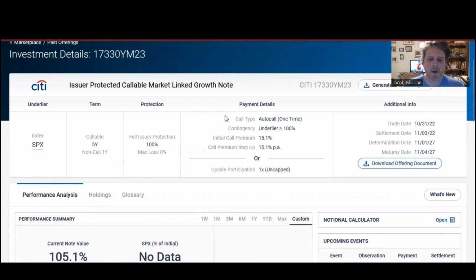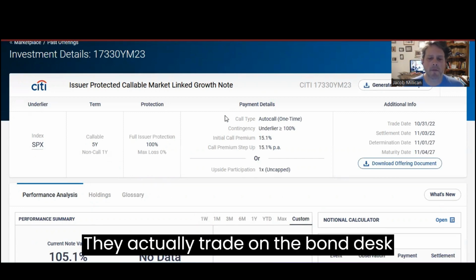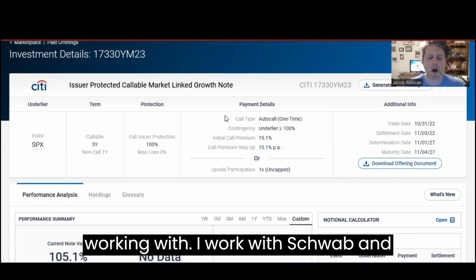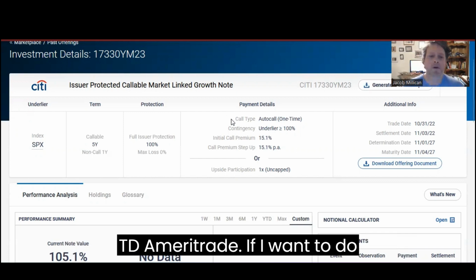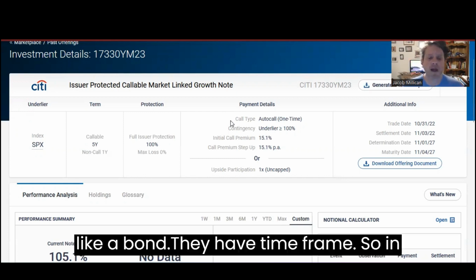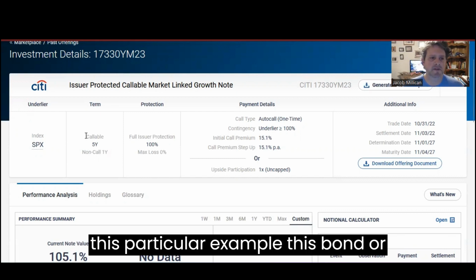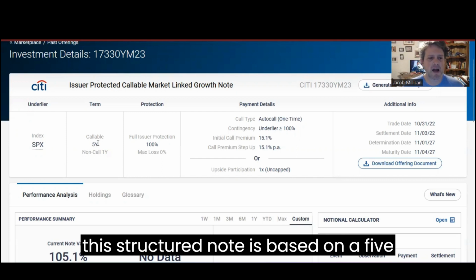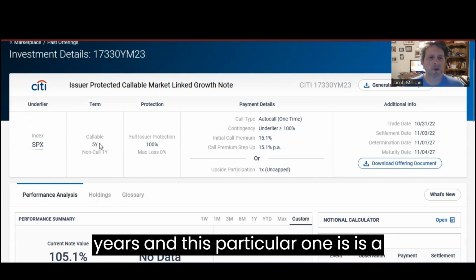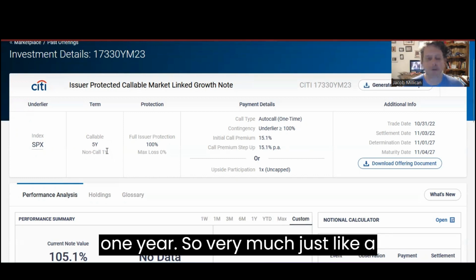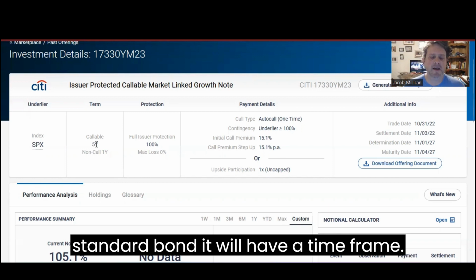So a structured note trades a lot like a bond. They actually trade on the bond desk, whatever custodian you're working with. I work with Schwab and TD Ameritrade. If I want to do structured notes, they trade through their fixed income desk. Just like a bond, they have time frames. So in this particular example, this structured note is based on 5 years. And this particular one is a callable bond, but it's not callable for 1 year. So very much just like a standard bond, it'll have a time frame.